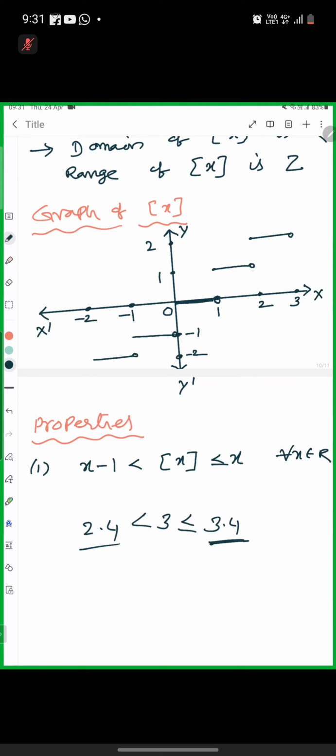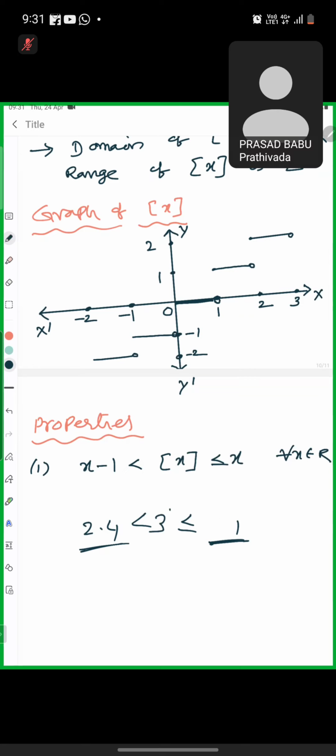3.4 minus 1 is 3.4. So the integral part of x is less than or equal to x. When is it equal? If x is an integer, for example 3, then equality holds. That's the first property, directly from the definition.